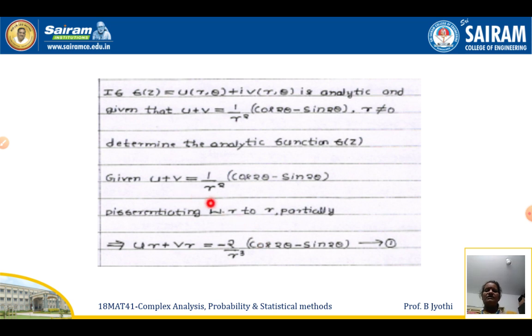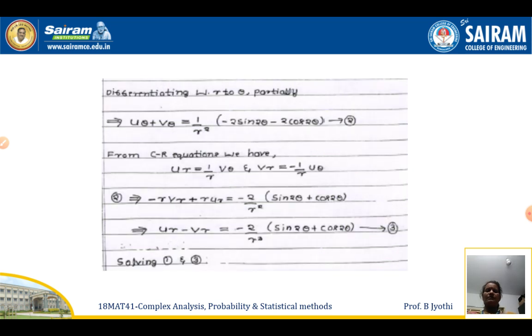So u + v is (1/r²)(cos 2θ − sin 2θ). Differentiating with respect to r partially, u_r + v_r is −(2/r³)(cos 2θ − sin 2θ). Let us call this equation 1. Differentiating with respect to θ partially, u_θ + v_θ is equal to (1/r²)(−2 sin 2θ − 2 cos 2θ). Call this equation number 2.